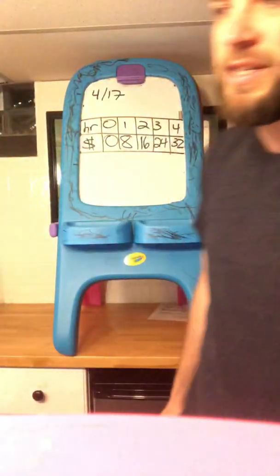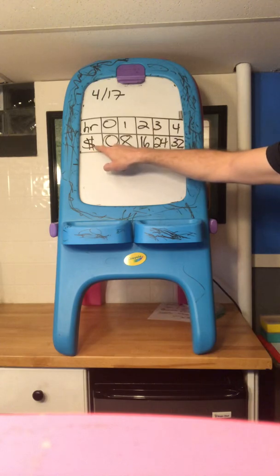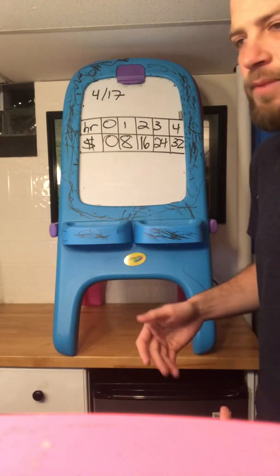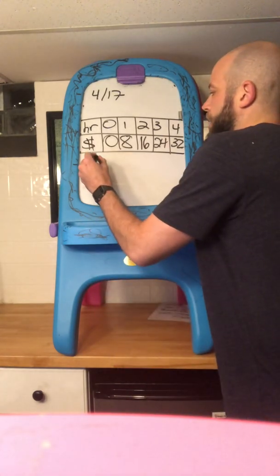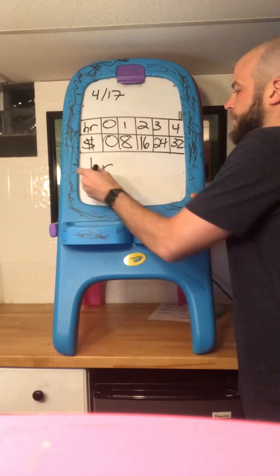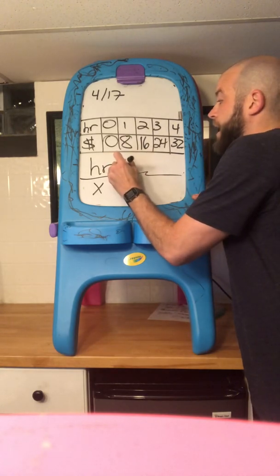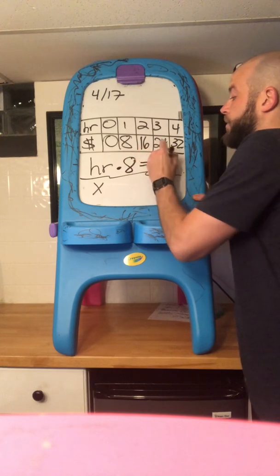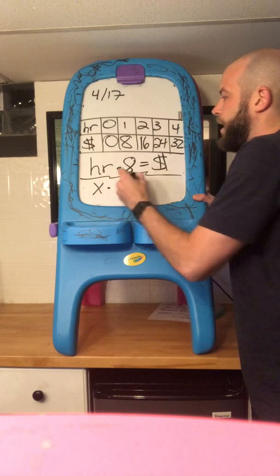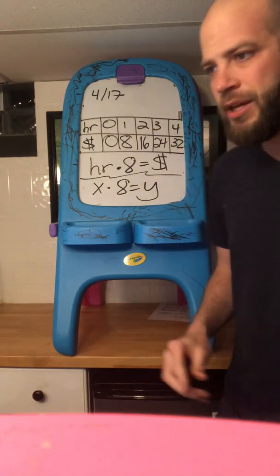And then it says, what is the relationship between time and earnings? Well, time is on top, or like the X, earnings is on the bottom, or like the Y. If that freaks you out, then just use hour and money. So, hour, which I like to put an X here. So these are 2 different ways to write it. Hour times 8 equals money, or X times 8 equals Y. Either one, they're both good. All right.